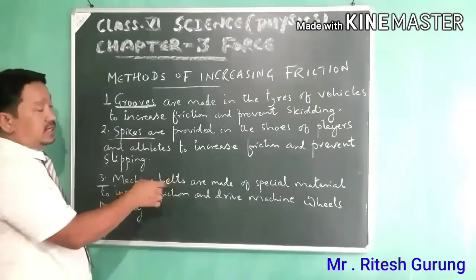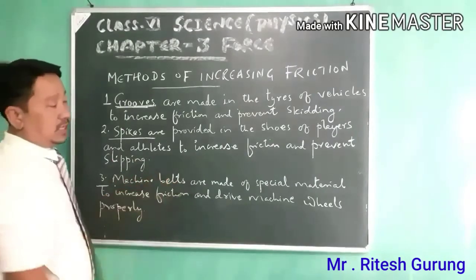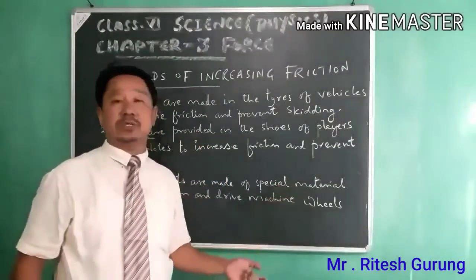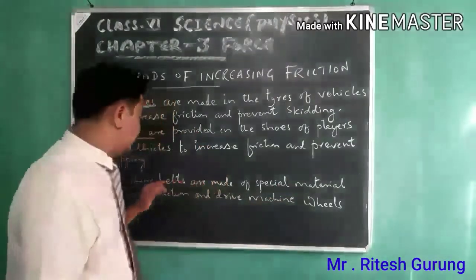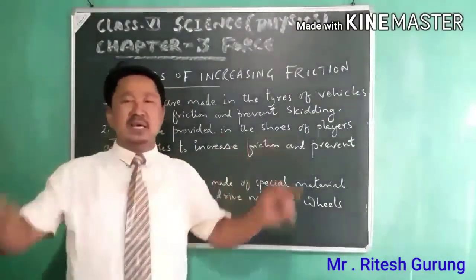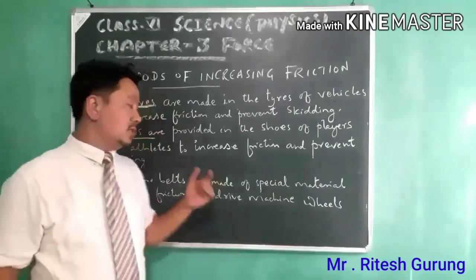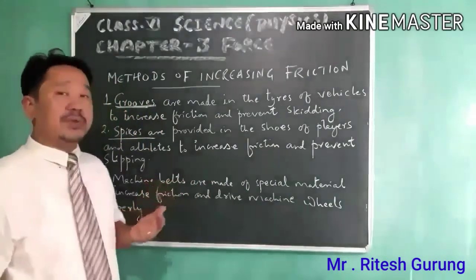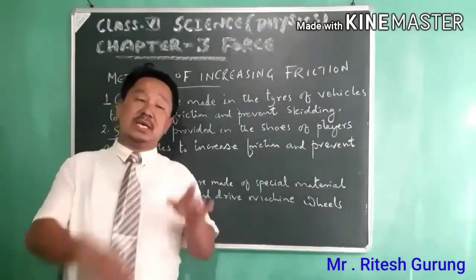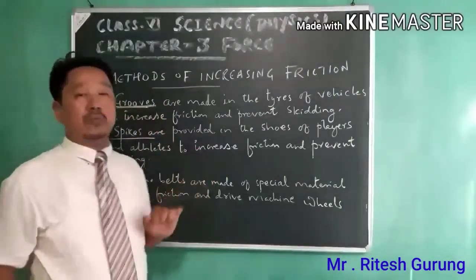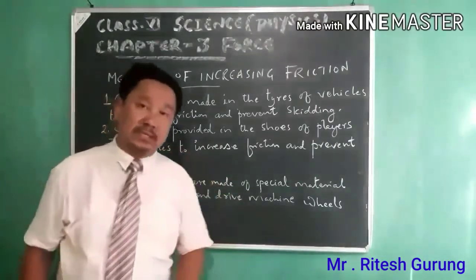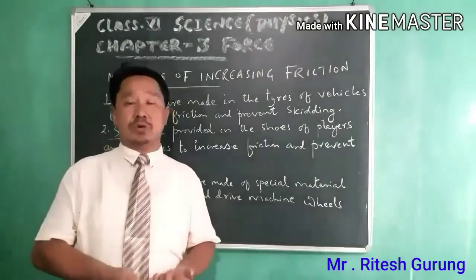If the machine belt is smooth, then any time the machine belt can come out of the wheel and it will not function properly. Similarly, you can find this belt in the fan belt in vehicles, and in many other areas you can see the use of a rough belt, so that the friction is increased between the belt and the wheels. This is how we can increase the friction wherever we need it more.